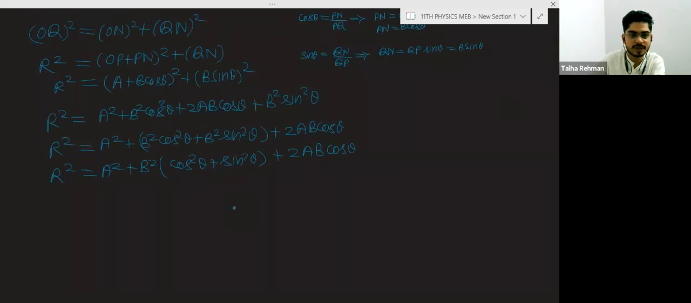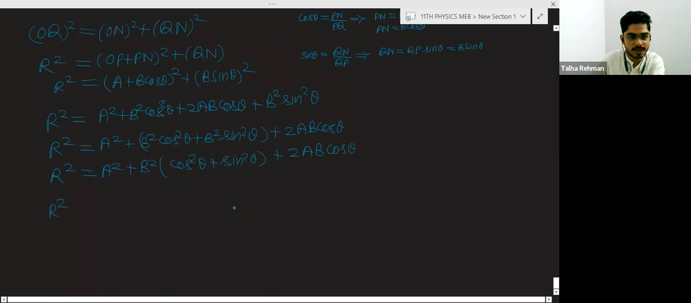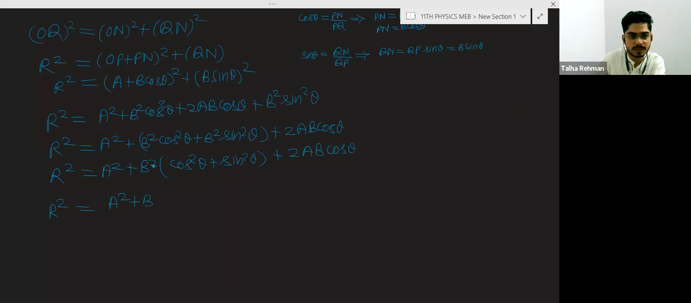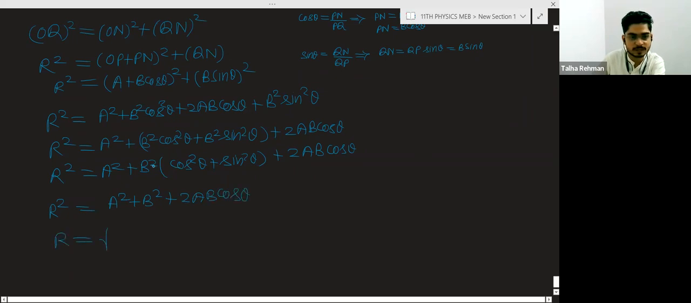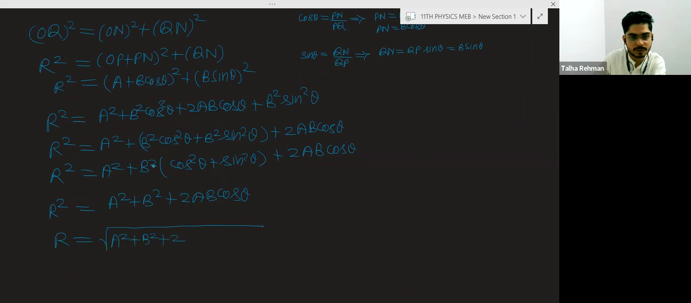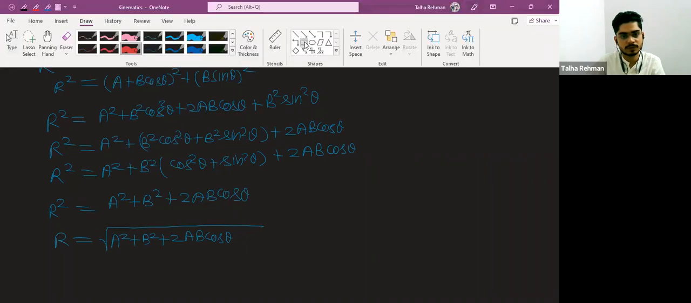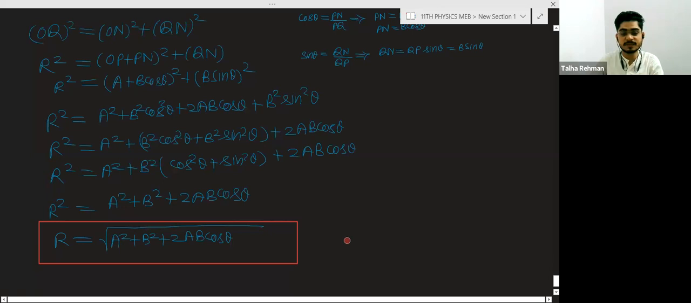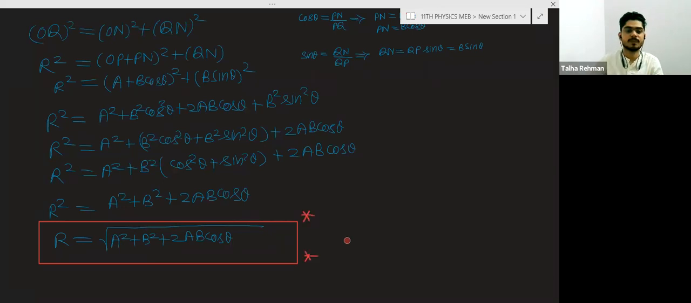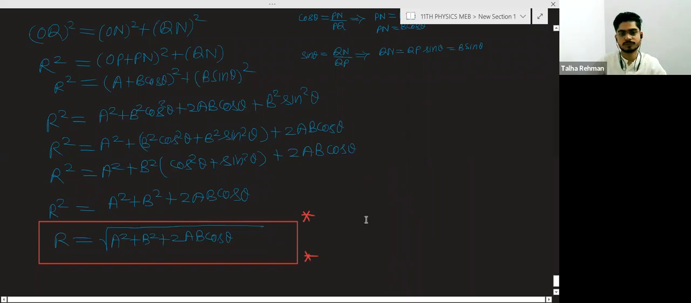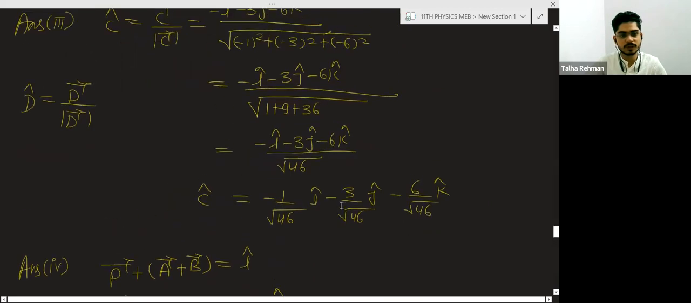You should know the sum of cos square theta and sin square theta. So this term will become 1, which means this becomes b square only. So r square is a square plus b square plus 2ab cos theta. Now your resultant is this. This is your formula for calculating the magnitude of the resultant of two vectors. And please remember, this formula is very important. Okay, note it down from here.